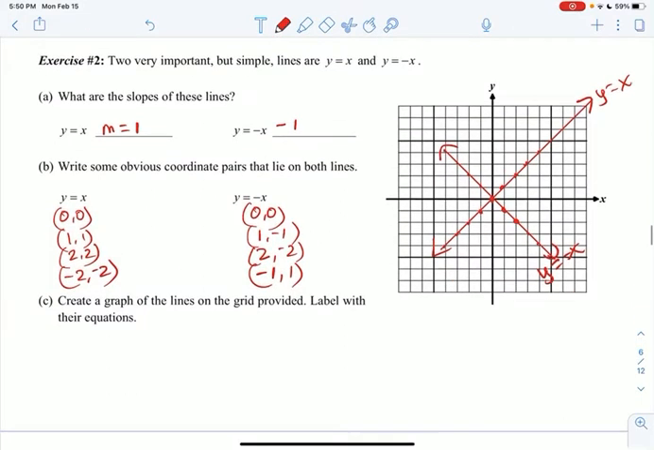So y equals x is a diagonal line, and so is y equals -x. They both go through the point (0, 0), but you can see that they are different lines. All right, so I graphed them and I labeled them. They have their equations. We're all set.